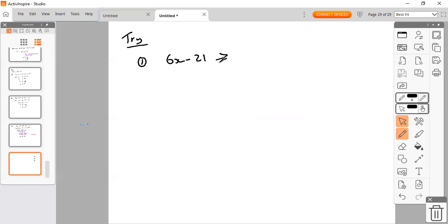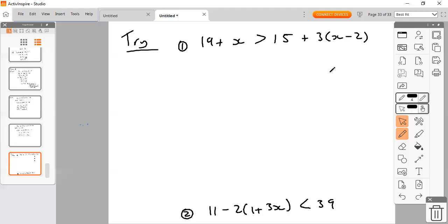Six x minus 21 is greater than or equal to 10x plus 7. Okay, so similar to what we just did, let's tidy up that right hand side first, by breaking out that bracket, to tidy that up.